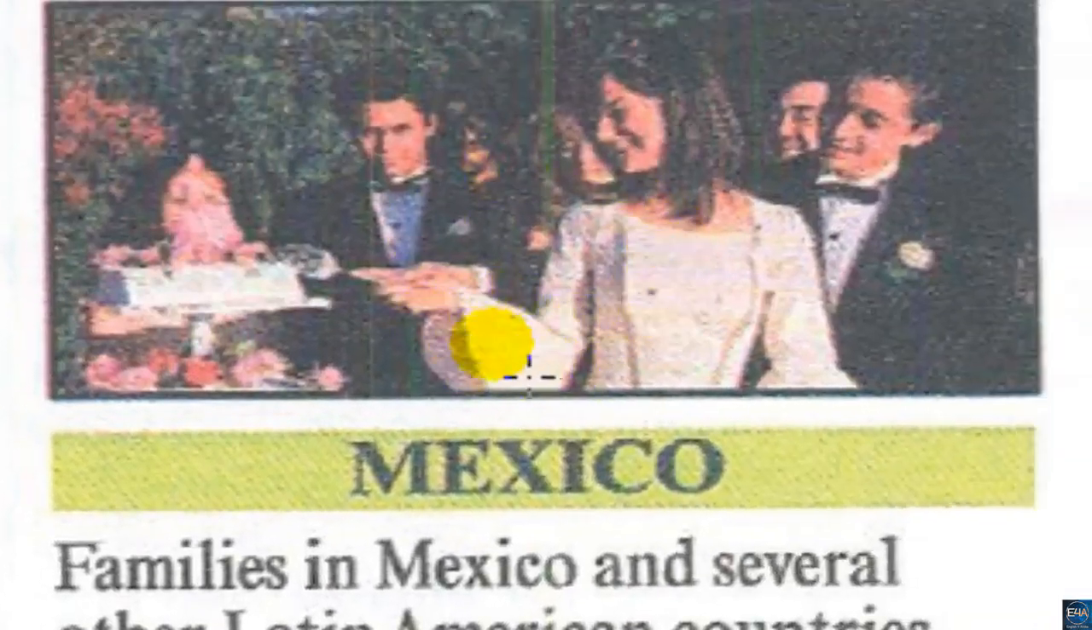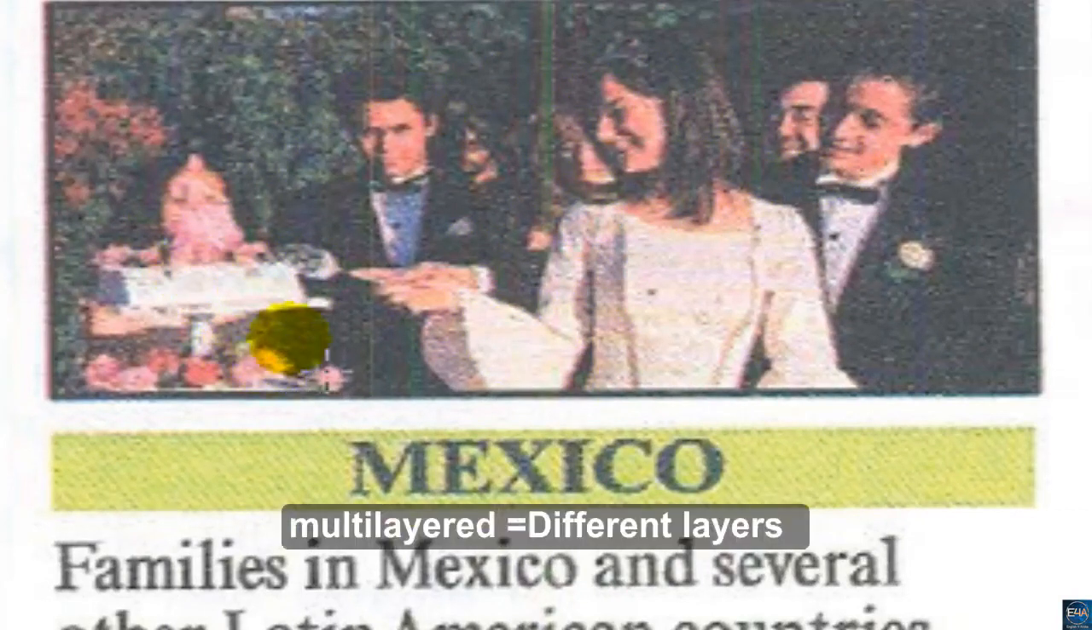The second country, look at the picture here. You see what? A young lady, and this is a cake. We call this cake a multi-layered cake. You have different layers, like 2, 3, 4 layers, and she's cutting the cake.